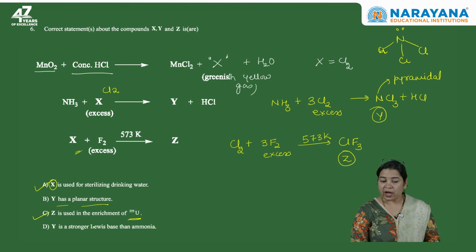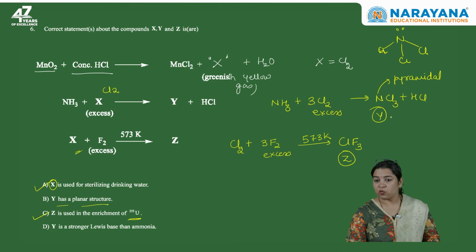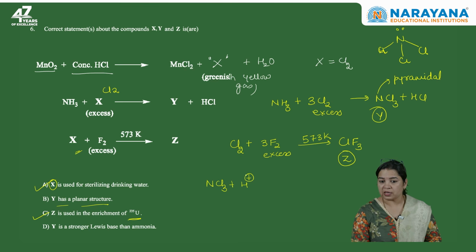Last option: Y is a stronger Lewis acid than ammonia. Going back to Y, this was Y, NCl3. Now it has electron withdrawing groups. If NCl3 accepts H+, how could it be more stable than NH4+?